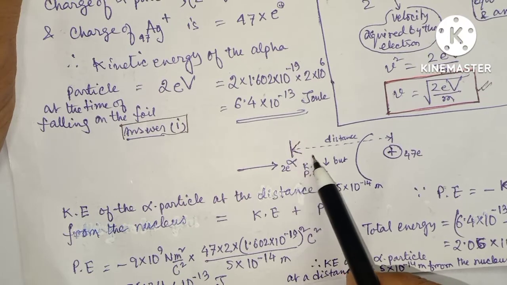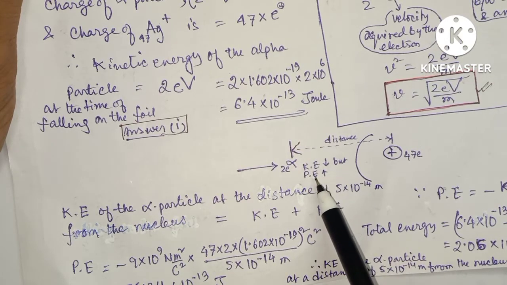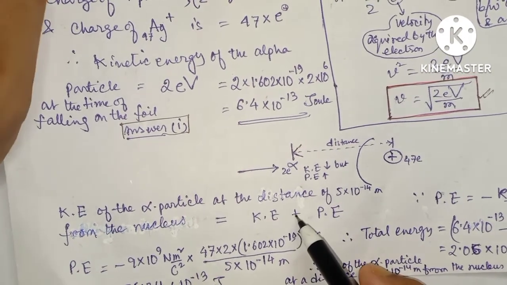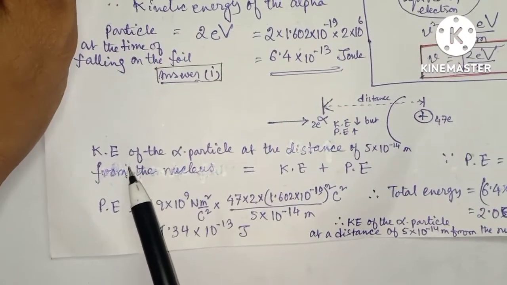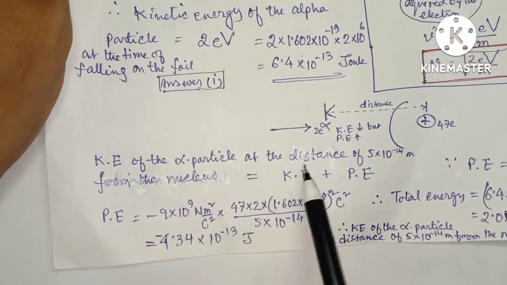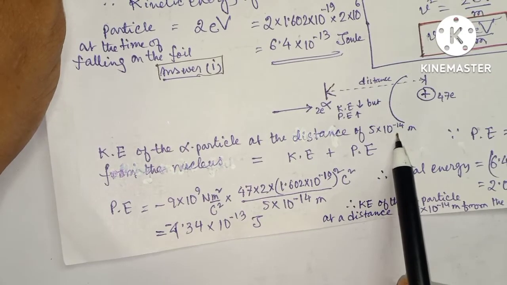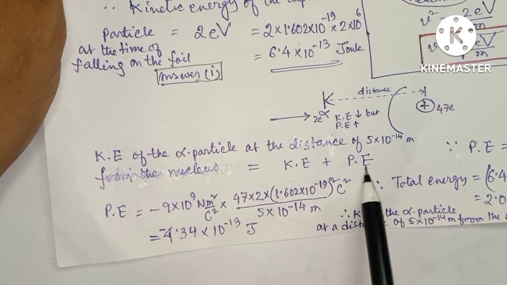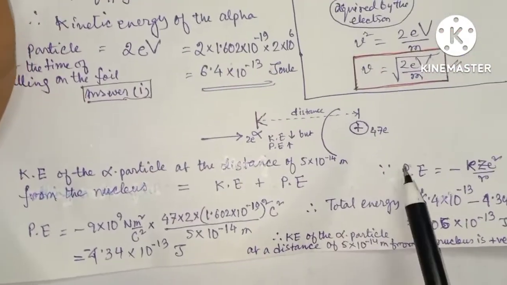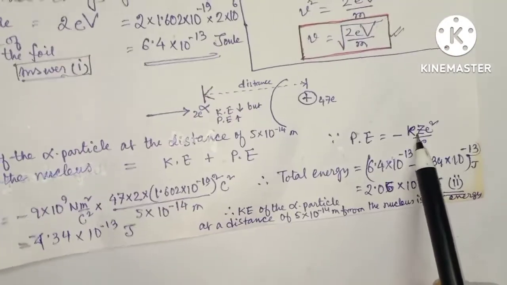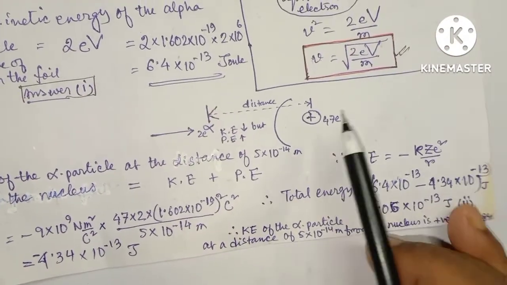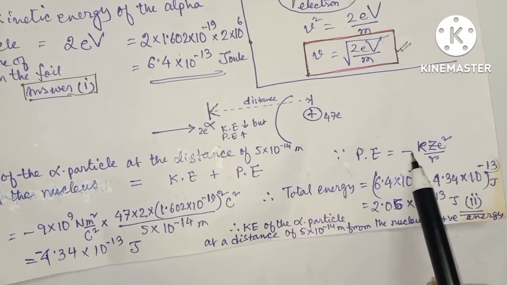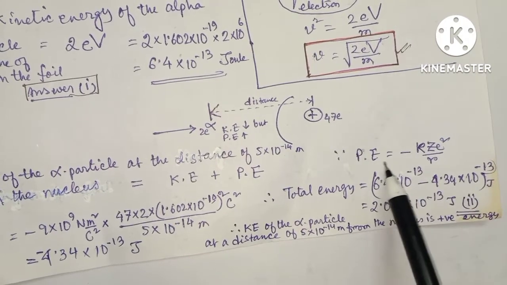As much as the alpha particle approaches towards the nucleus, its kinetic energy will decrease, but potential energy will increase. Therefore we can write, the kinetic energy of the alpha particle at the distance of 5 into 10 to the power minus 14 meter from the nucleus is equal to kinetic energy plus potential energy. Potential energy is nothing but the electrostatic force between two positively charged particles. So negative of kappa z square by r is the potential energy representation.